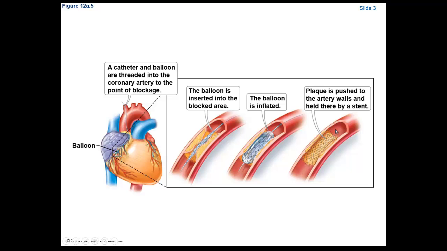And some of these stents are coated with an anticoagulant to prevent blood clotting, but most oftentimes, every time I should say, the patient is going to have to take some type of blood thinner to prevent any extra clotting around the stent.